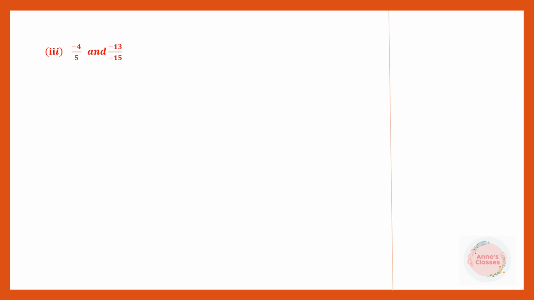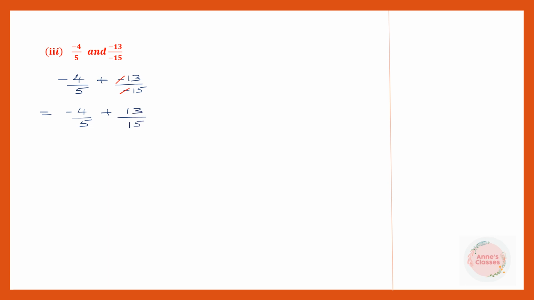Question 3. Here, first let's add in the same order as it's given to us. Minus 4 by 5 plus minus 13 by minus 15. So minus 4 by 5, let's write it as it is, plus, now here minus 13 by minus 15. Since we have a minus sign on top and down, we can cancel it. So now this is simply 13 by 15.